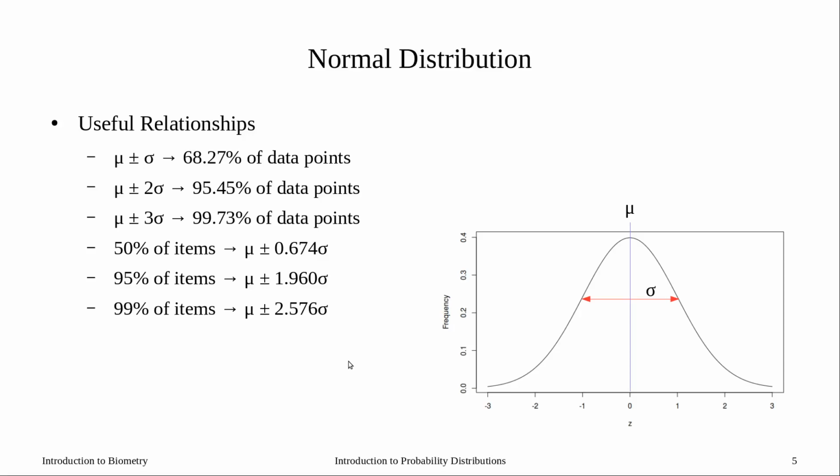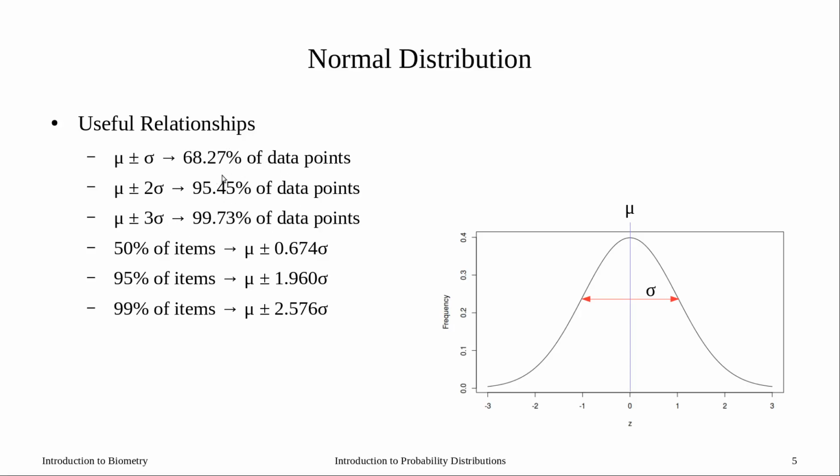So here are some useful relationships. I'm not going to ask you to memorize them, but you will probably somewhat learn these values. If we have our mean and we go 1 standard deviation away from the mean, then that region is about 68% of all of our data points. If we go to 2 standard deviations away from the mean, we capture a little bit more than 95% of all of our data points. At 3 standard deviations away, we're over 99.5% of our data points.